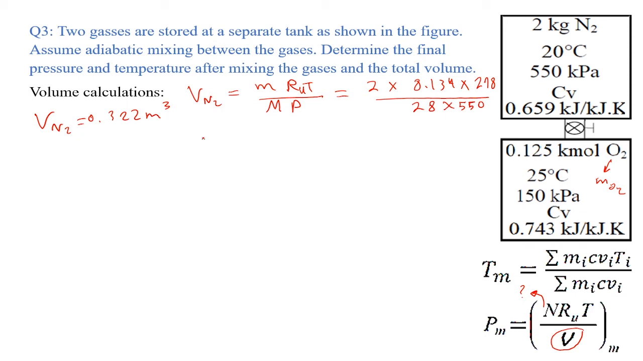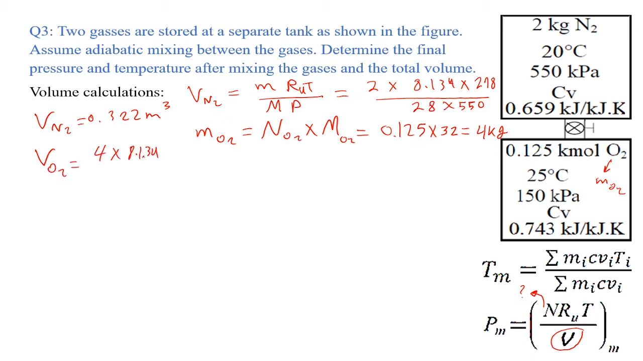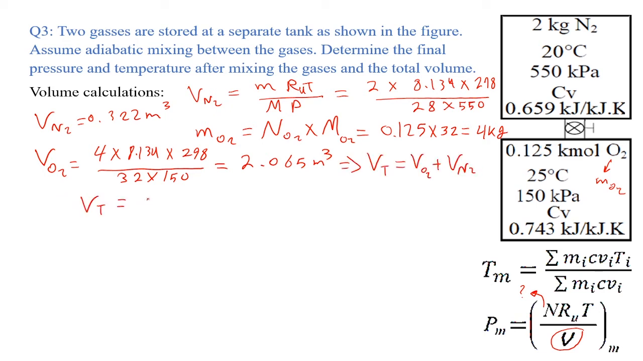Before we can calculate the volume of oxygen, we have to calculate the mass of oxygen, since the value here is in mole, not in kilogram. So the mass of oxygen in this case is the number of moles multiplied by the molar mass of oxygen. So the mass of oxygen will be 4 kilogram. Now we can calculate the volume of oxygen, since we already know the mass. So the volume of oxygen will be 2.065 meter cube. So we can calculate the total volume. The total volume will be 2.386 meter cube.